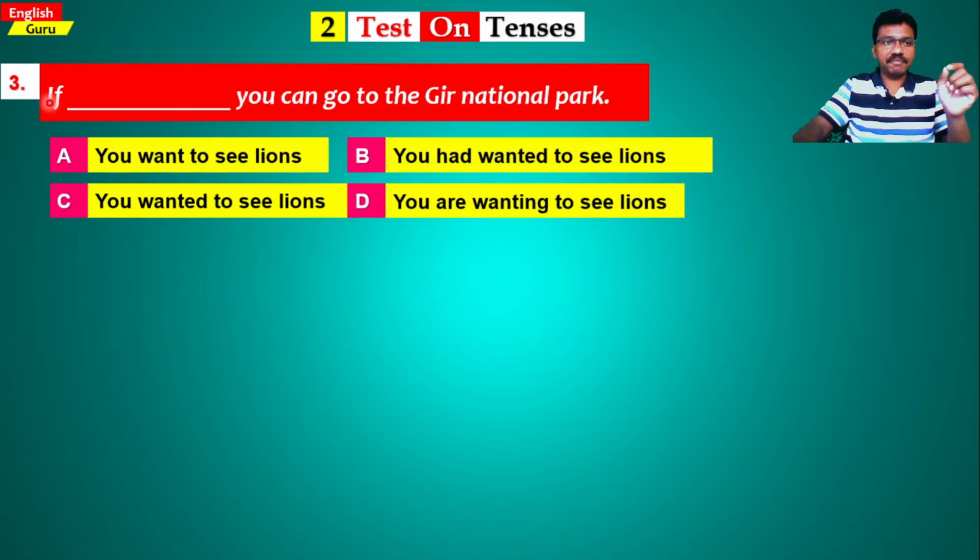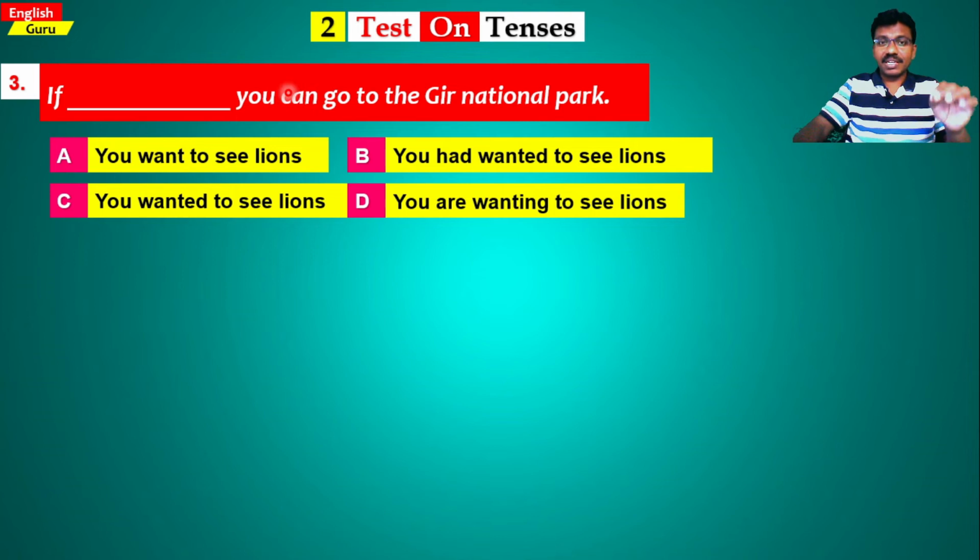Once again, let us see. If dash, you can go to the Gir National Park. So here can go is in present tense. So it's a present verb. So this is an if conditional clause.